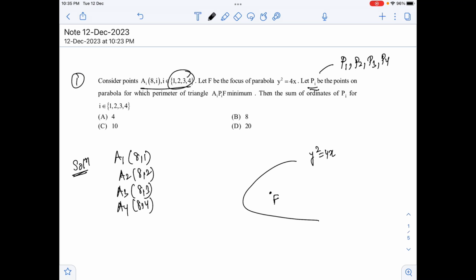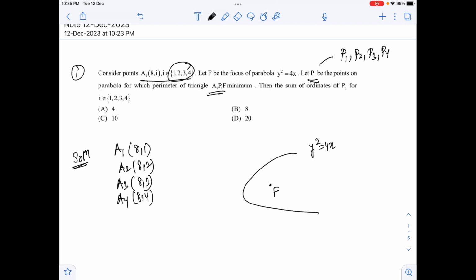Now what is the speciality of these points on the parabola? They are points such that perimeter of triangle Ai Pi F is minimum. So if I keep i equals 1, I should get perimeter of A1 P1 F minimum. For i equals 2, perimeter of A2 P2 F minimum, perimeter of A3 P3 F minimum, and A4 P4 F minimum.